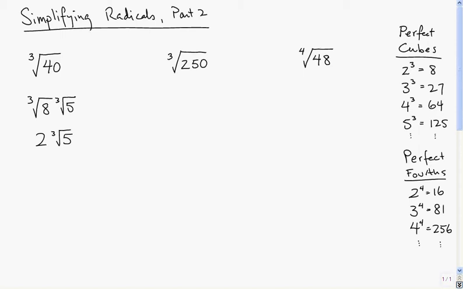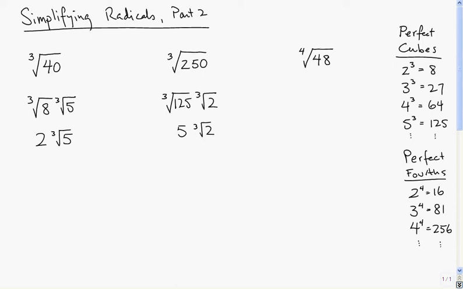Let's try it again for the cube root of 250. If you look down the list, you can see that 125 is a perfect cube. So you can factor the cube root of 250 in the following way: the cube root of 125 times the cube root of 2. And the cube root of 125 is just the integer 5. So 5 times the cube root of 2.